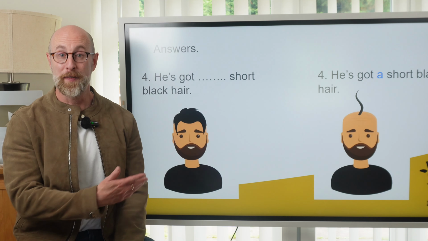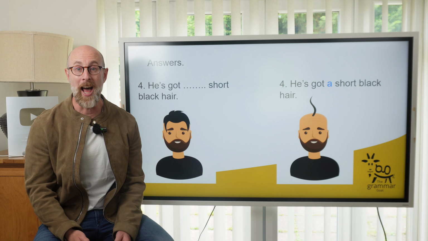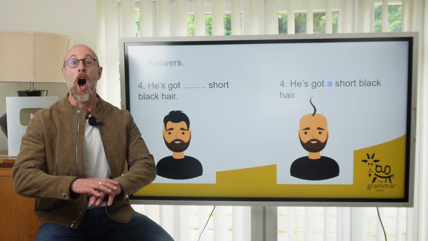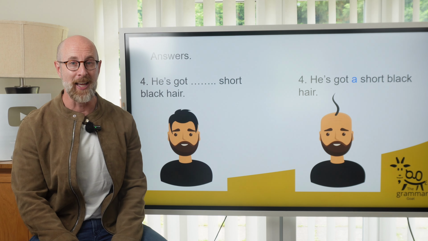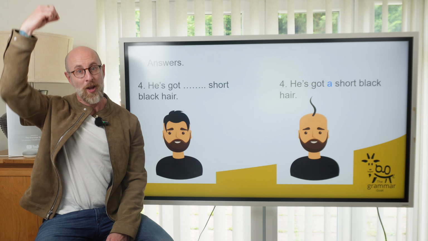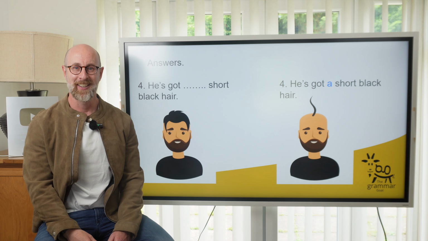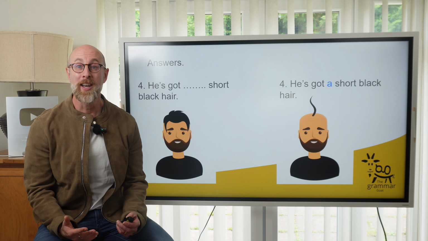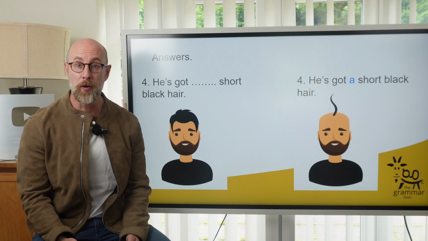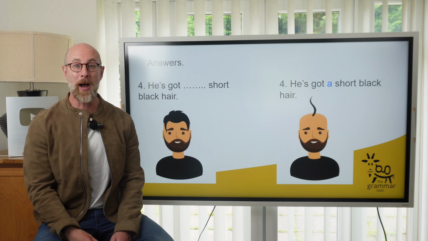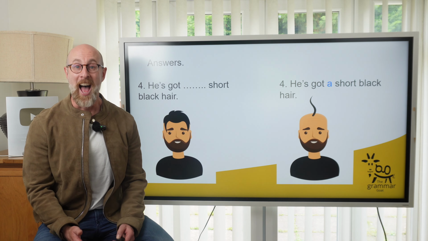Number 4, the first example is probably more likely. He's got short black hair. Hair in its uncountable sense as a mass. But it is possible to say he's got a short black hair. It's possible, but a little bit unlikely. But I hope I've shown you how nouns in English can have both uncountable and countable senses. If we're talking about singular countable nouns, use a or an.